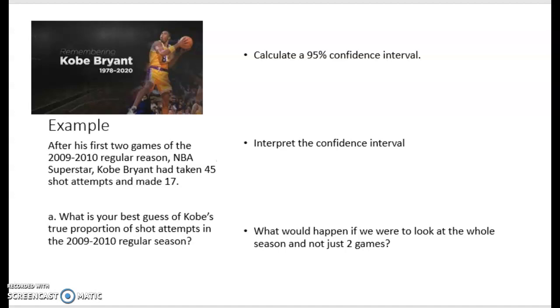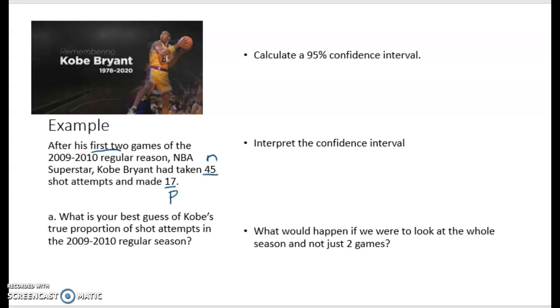Okay, I just want to do one more example for a confidence interval for a single proportion. After his first 2 games, so there's only 2 games of data that we're looking at. So his sample only comes from 2 different games. In 2009, 2010, NBA superstar Kobe Bryant had 45 shot attempts and made 17. So that means that out of the sample, his total n is 45, and the number of successes that he has is 17.